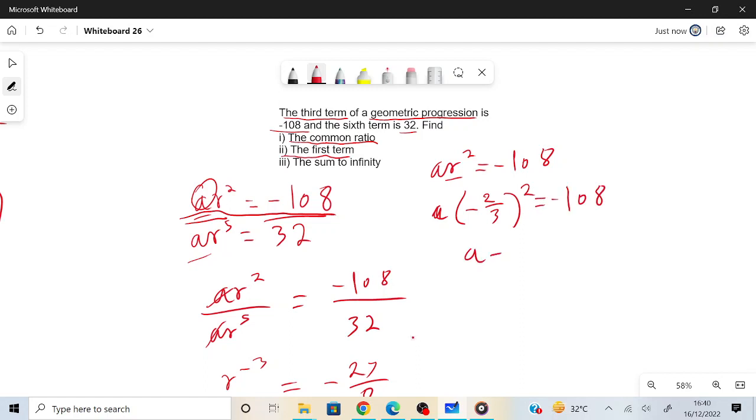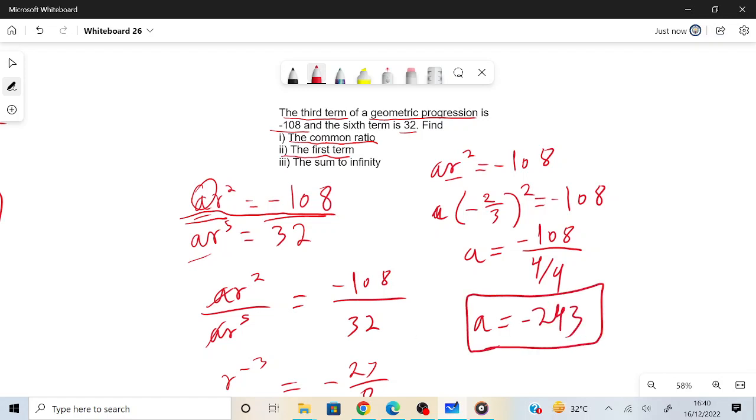Solving for a, sorry, you divide minus 108 by the square of minus 2 over 3, which is 4 over 9, and doing that in your calculator, a would be minus 243. So that is our first term. Likewise, you could have substituted this r value in the second equation over here. It would give you the same thing.